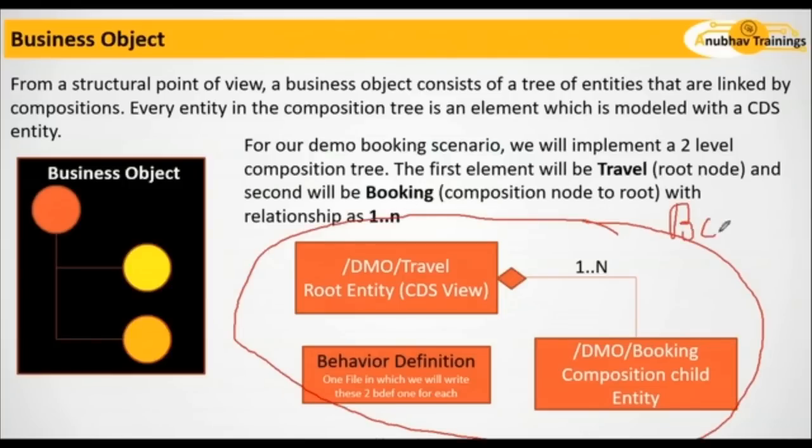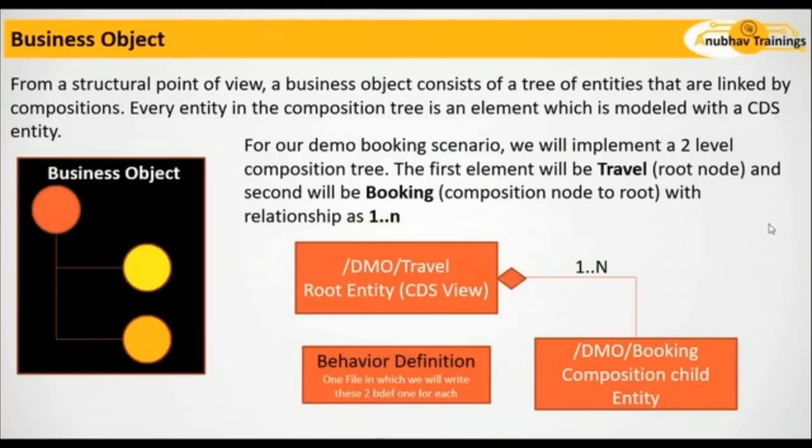Did everybody understand? This is your business object. Combining these entities together, it becomes a business object. And on top of this business object, you will do a behavior definition at the business object level. Under that, you will have one behavior definition for each entity. So there are two entities, so there will be one business object behavior definition. Under that, you will write basically two different definitions, each for one entity. That's what we will be doing.